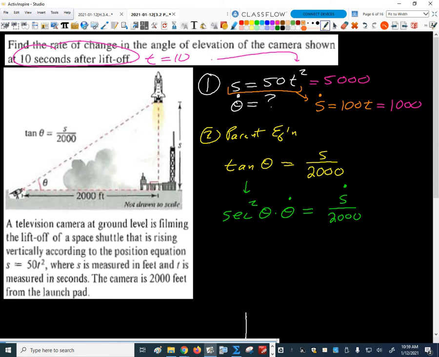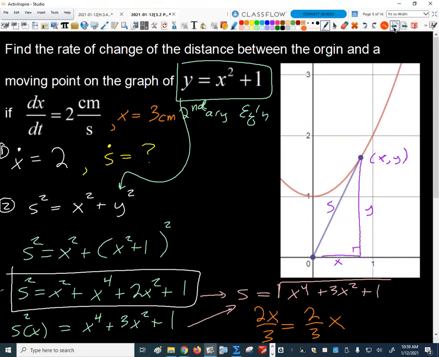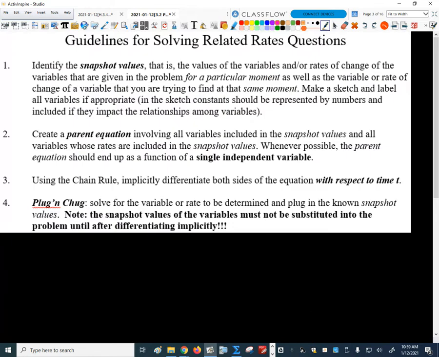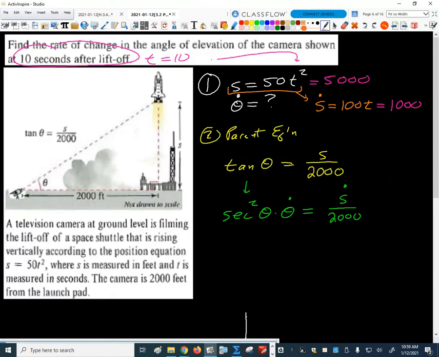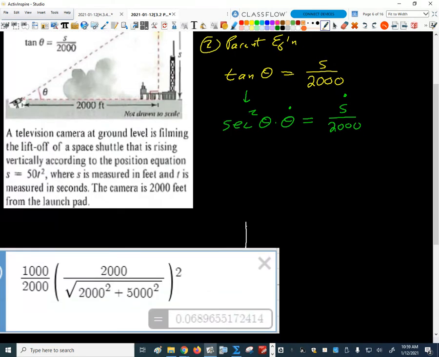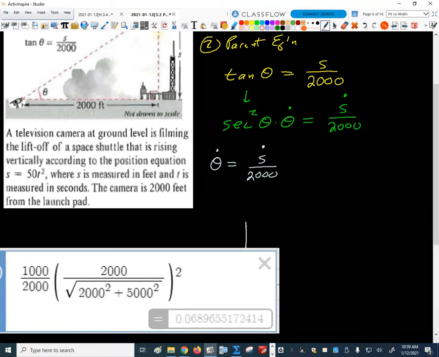If we were going to solve this thing for theta dot so we can plug and chug and get our answer, and remember that's the last step, right? We isolate the variable that we're trying to solve for and plug and chug. Meaning we just substitute values and simplify, right? So our very last step would look like theta dot equals S dot over 2,000 times 1 over secant squared, right?